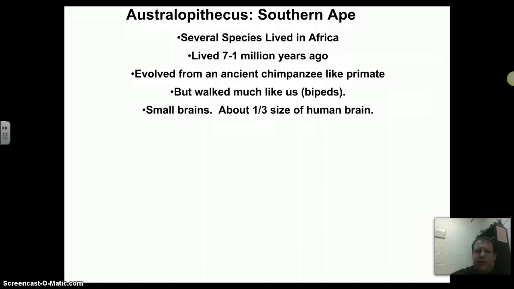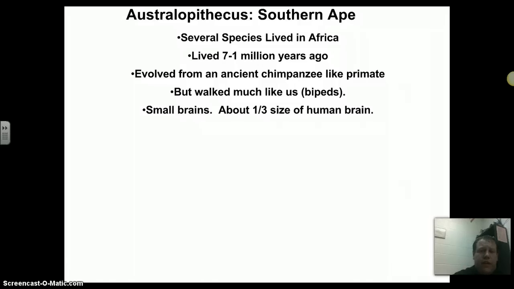It's thought that this little Australopithecus walked upright, was a biped, and that by being a biped, it had a better chance of survival because it could see above the tall grass, it could see predators, and then run away. Looking at the brain size, it is about a third the size of a human brain.